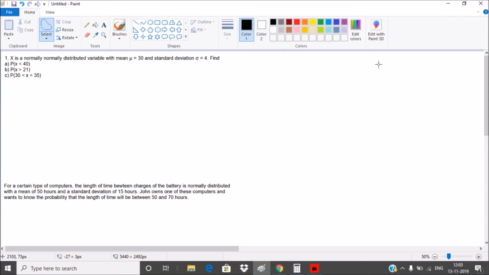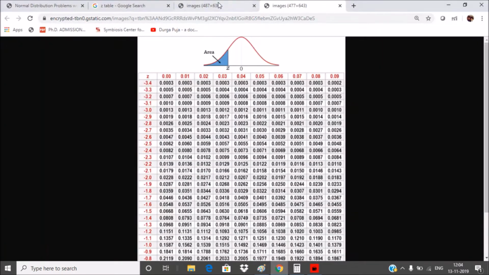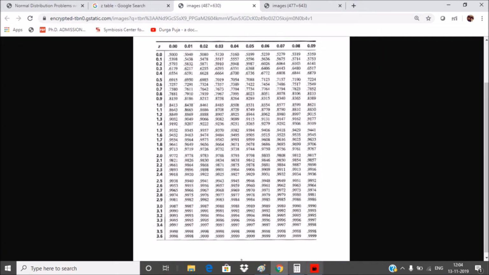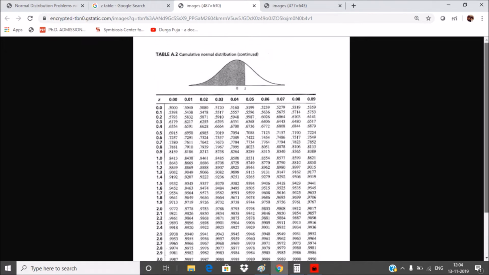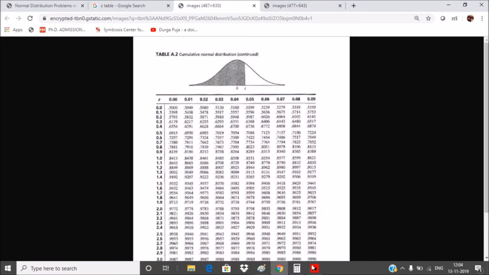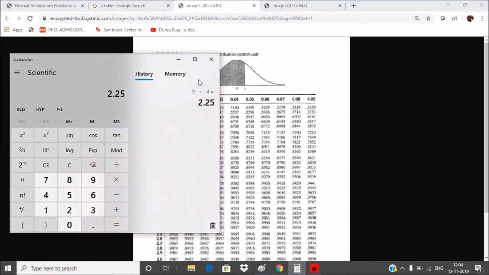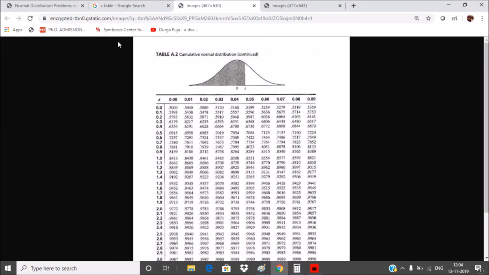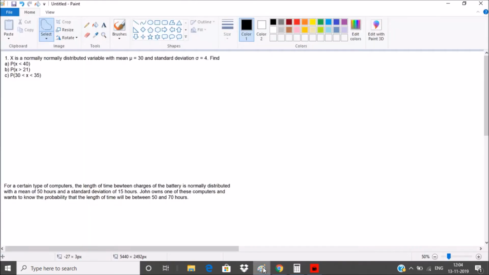Now there are a few prerequisites for this lecture. The prerequisites are that you need some problems to solve, of course, and then you need a Z table that is easily available on Google. You need the positive values as well as the negative values for that, and I'll tell you how to look at the Z table. Plus, you also need a calculator just for you to calculate anything that you might require. So let's move on to solving the first sum.